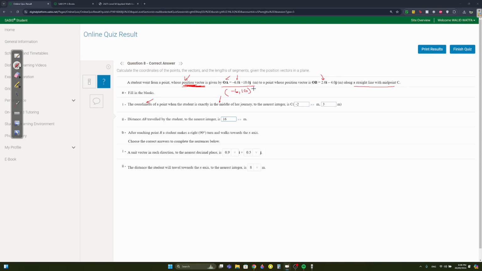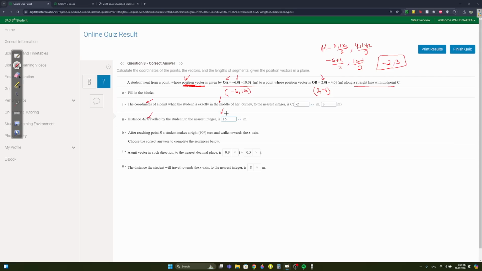The first point is minus 6 comma 10. The second point is 2 comma minus 4. The midpoint M is x1 plus x2 over 2 comma y1 plus y2 over 2. So minus 6 plus 2 over 2, comma, 10 minus 4 over 2. Minus 6 plus 2 over 2 is minus 2. Now 10 minus 4 over 2 is 3. So you get minus 2, 3.